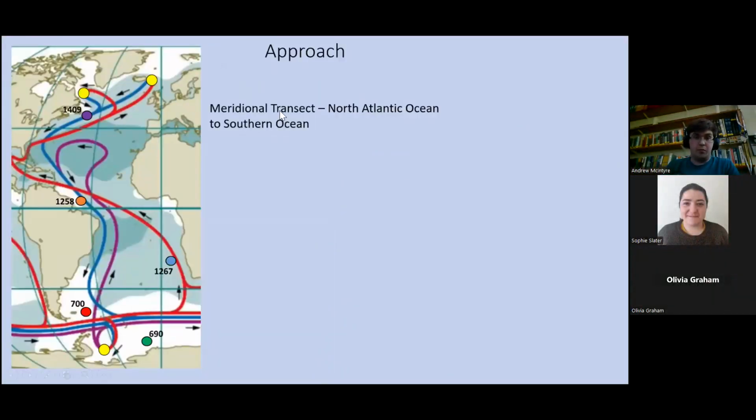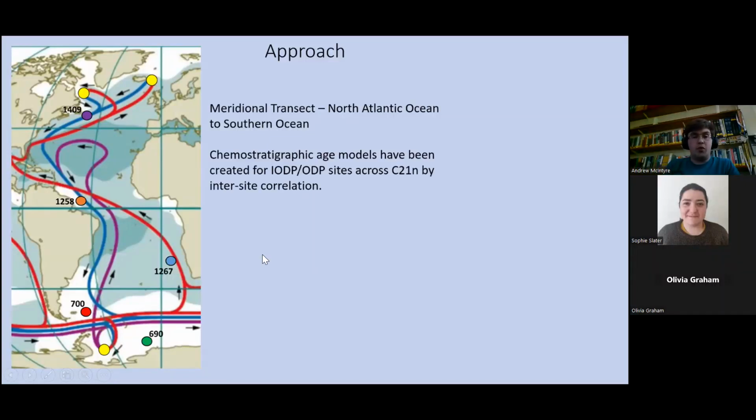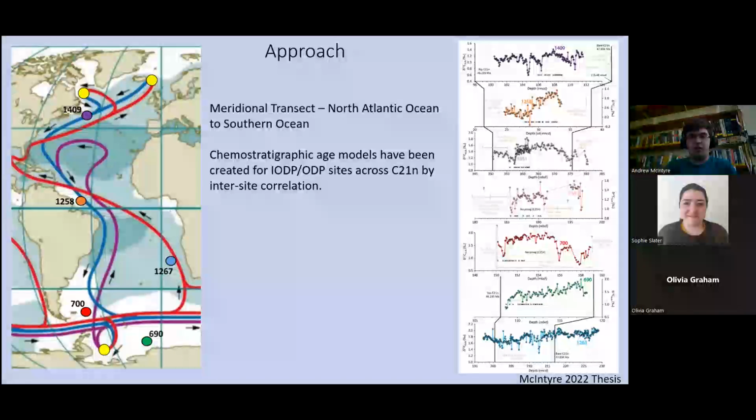So our approach in our study was to construct a meridional transect from the North Atlantic to the Southern Ocean, using multiple different sites, capturing the main different ocean basins. But what's really important when you want to reconstruct a large-scale feature like the AMOC is that you need to have some confidence that you're comparing the same stratigraphy at all your different sites. And the way we did that was to construct chemostratigraphic age models across all our sites.